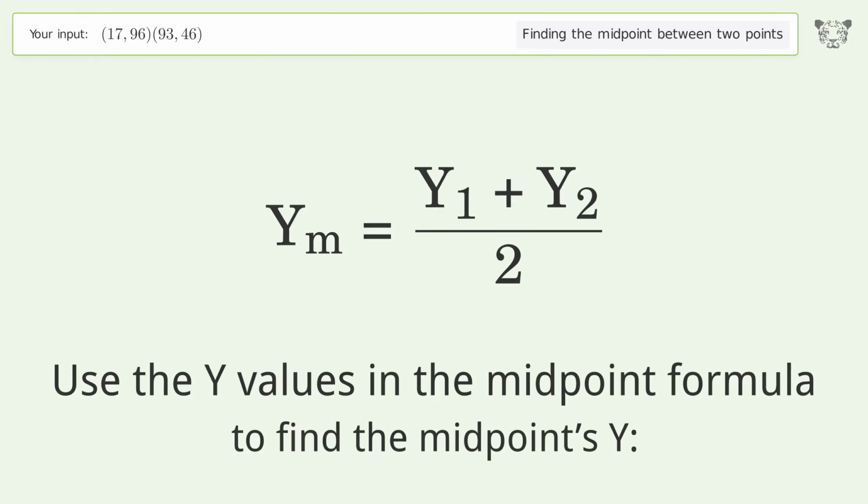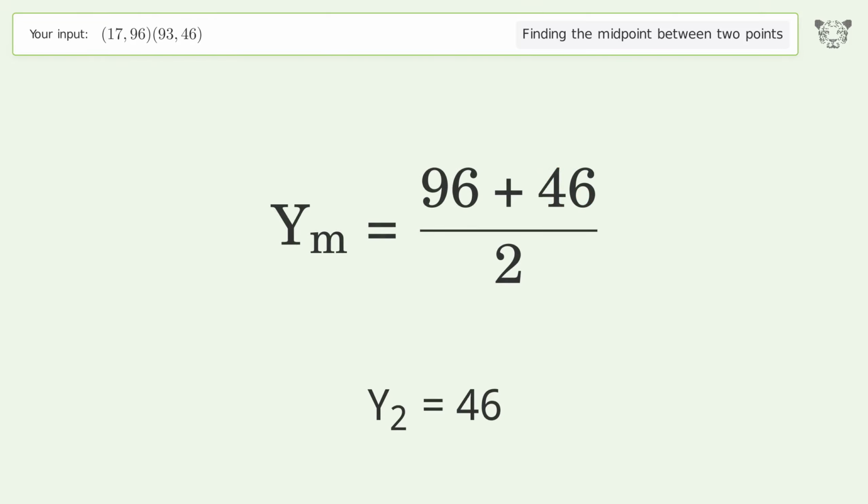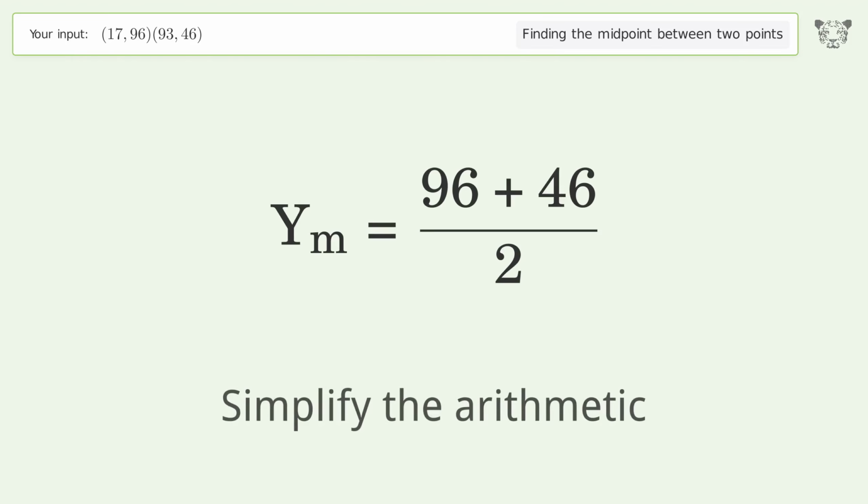Use the y values in the midpoint formula to find the midpoint's y. y1 equals 96. y2 equals 46. Simplify the arithmetic.